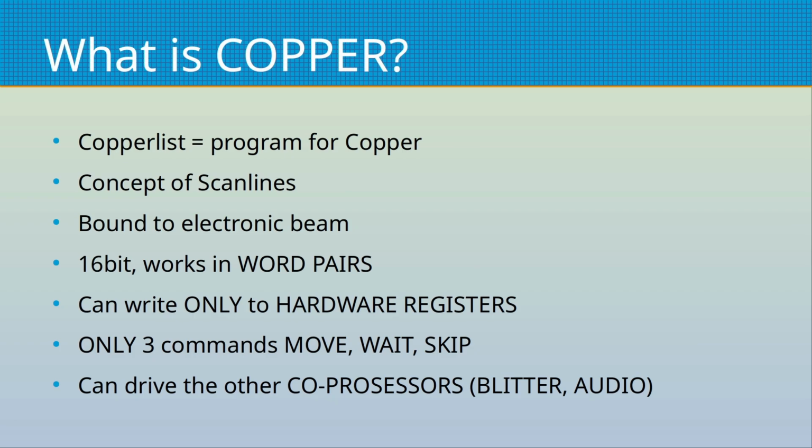The main point of having such a Copper chip is, of course, that it can use the blitter chip, which can then change the Copper lists. And this gives the possibility to do basically nearly anything that's in the Amiga.